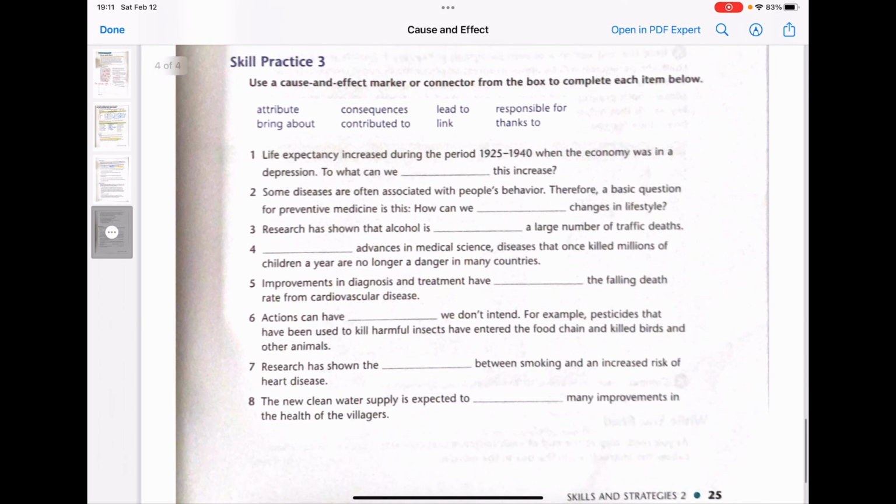The last exercise is just asking you to put the cause effect marker in the blank space there. Now, each of those cause effect markers has a little bit different relationship between the ideas. You'll want to pay attention to prepositions and what kind of prepositions might be used, and how we can use those words in the context.